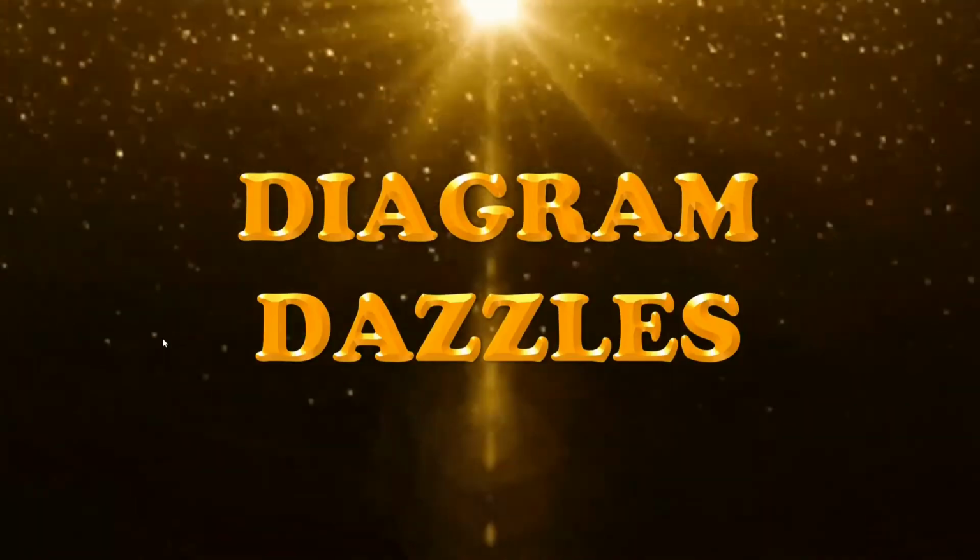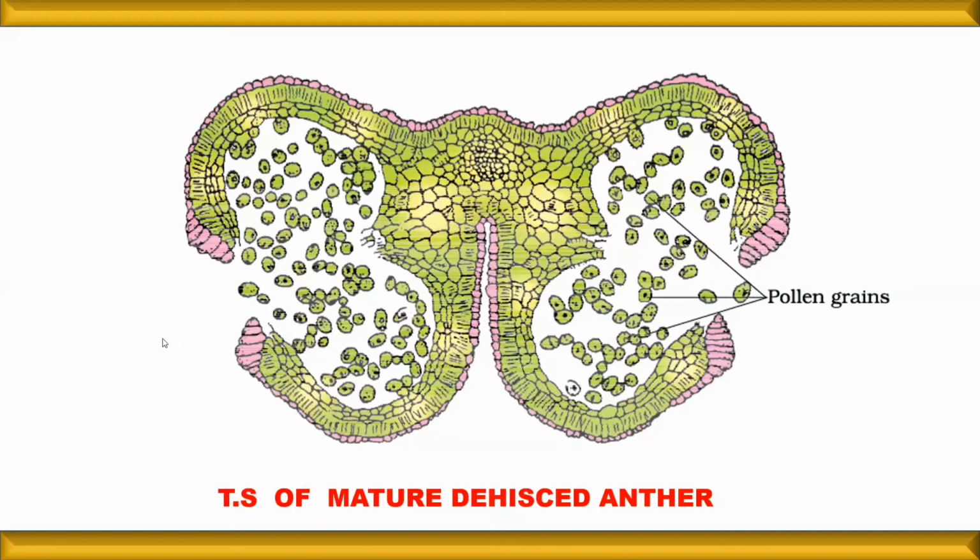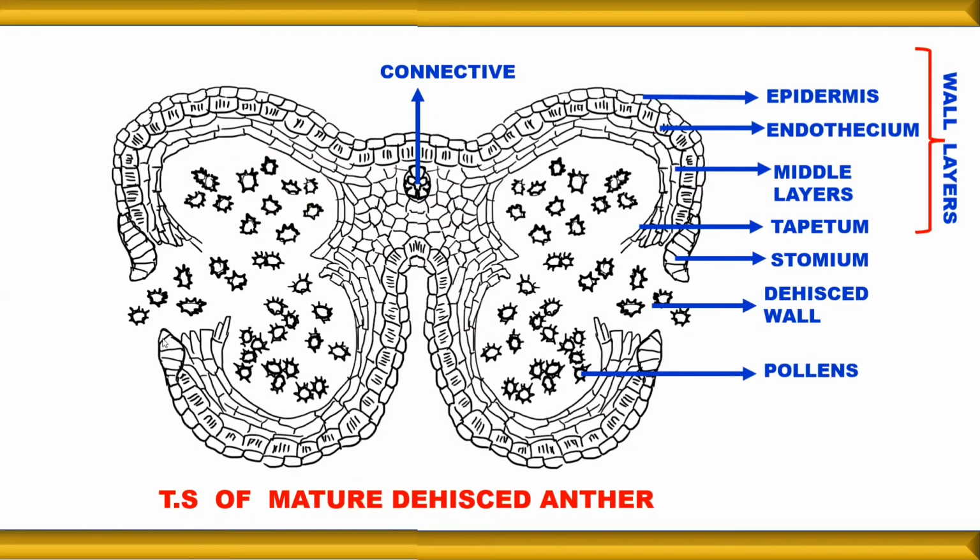Yes, for today's session, we'll learn yet another diagram from the NCERT second year biology, that is mature dehisced anther, a transverse section. So here it is dehisced. Unlike the young anther, you can see the anther ruptures at maturity to release its pollens. And here is a detailing.